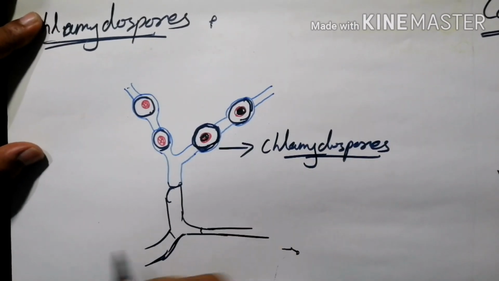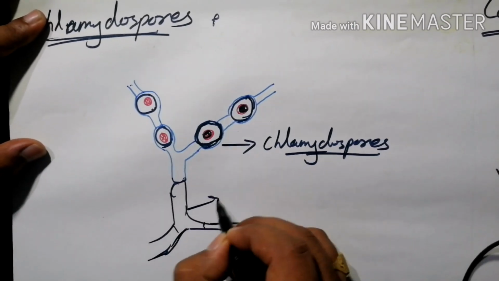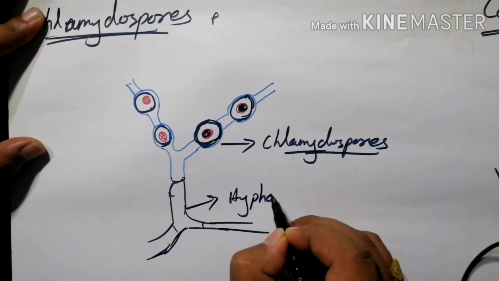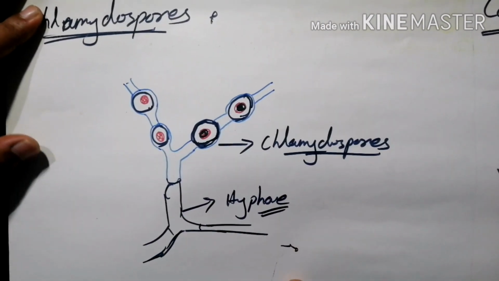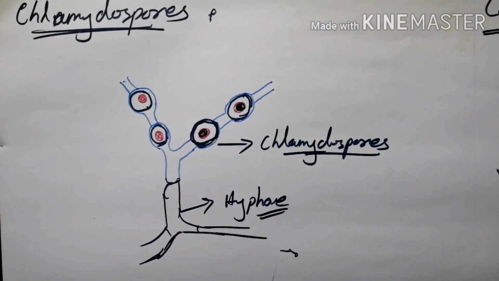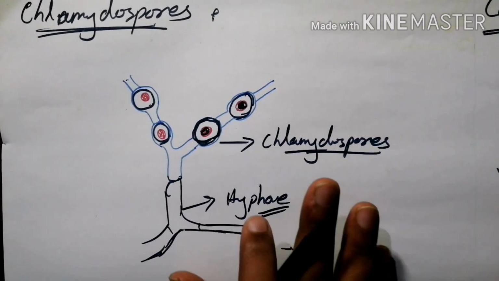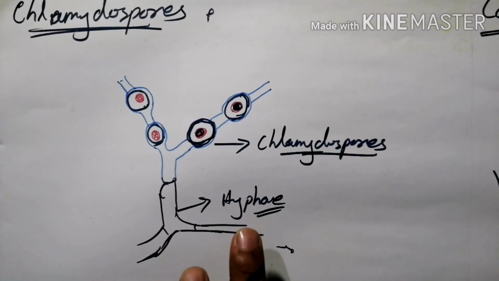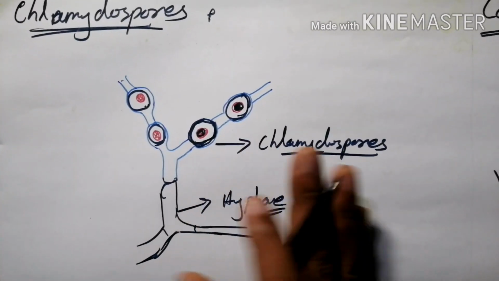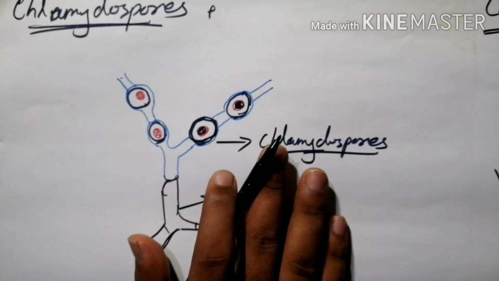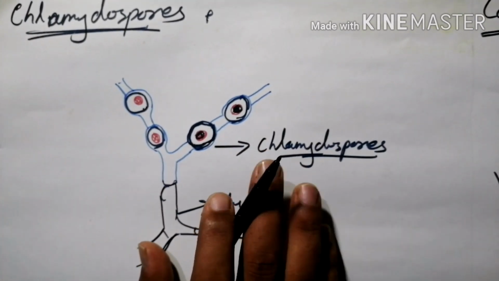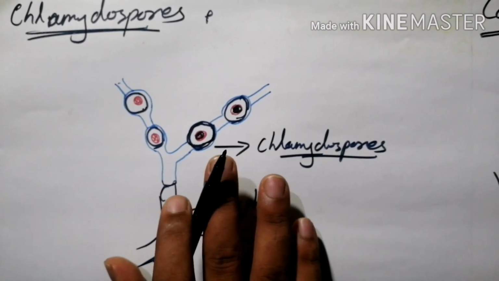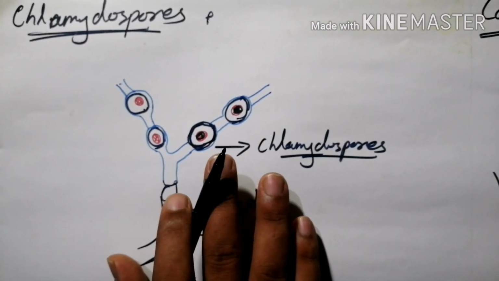This is your hyphae, and these Chlamydospores are actually thick-walled and non-flagellated resting spores. That means spores rest in these Chlamydospores because the conditions are unfavorable at the time of formation of your Chlamydospore.